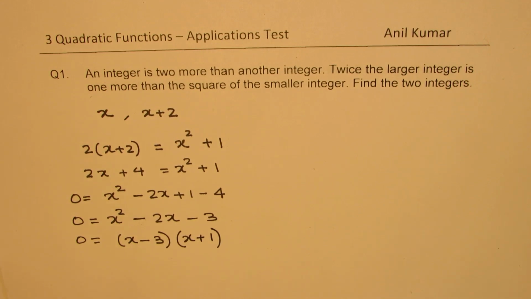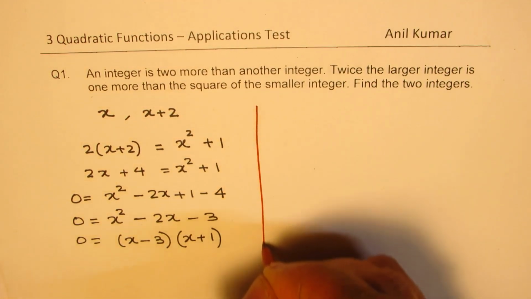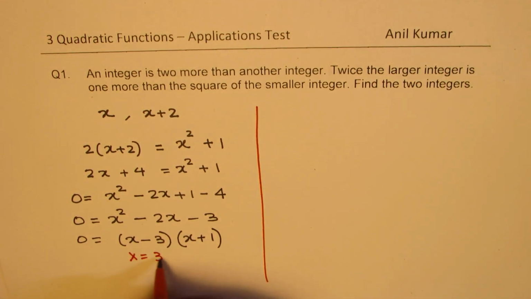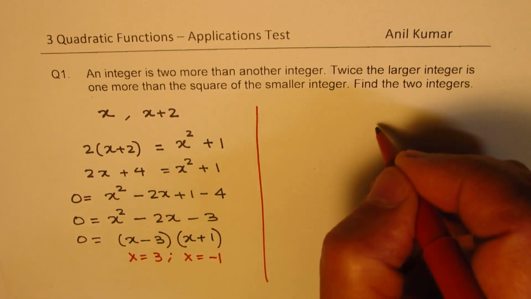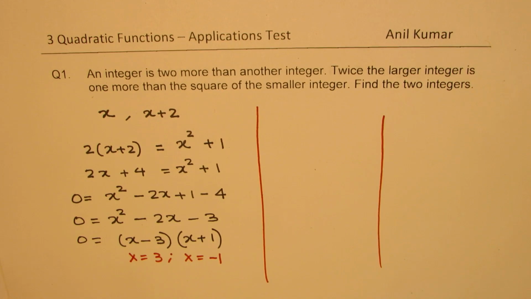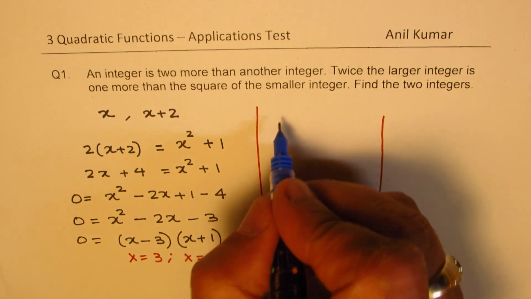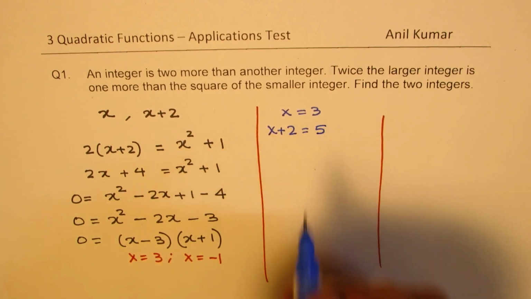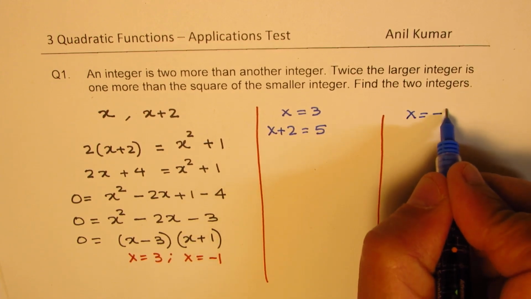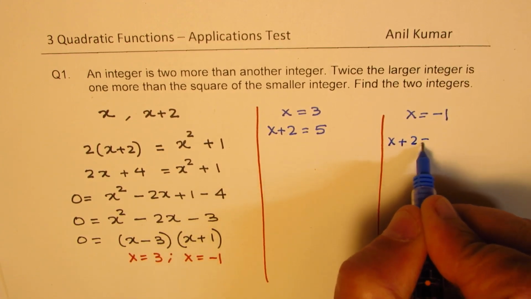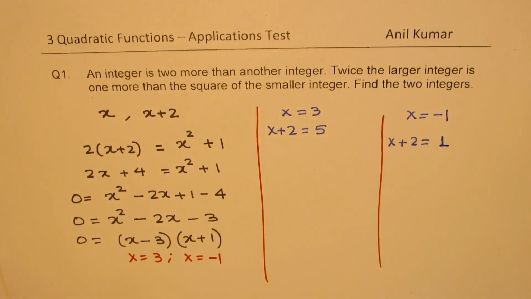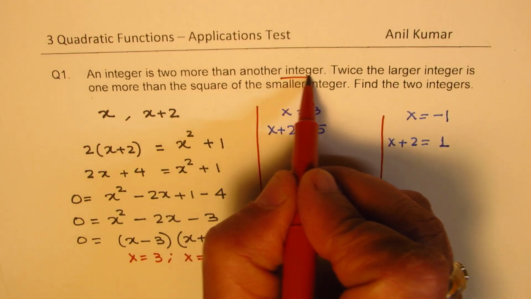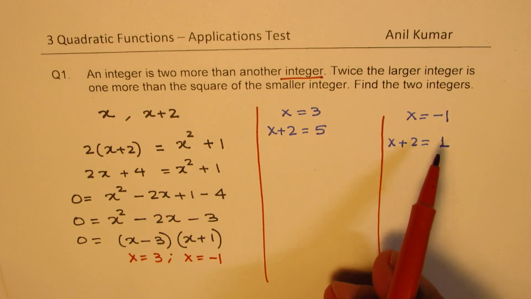So we get 2 solutions here. As you can see, the solutions are x equals 3 or x equals minus 1. So there are 2 solutions, rather, 2 sets of solutions. If x is equal to 3, in that case x plus 2 is going to be 5. And if x is equal to minus 1, then x plus 2 is going to be plus 1. Do you see that? So these are the 2 integers. I think it's very important to understand: we are talking about integers, and therefore these signs matter.